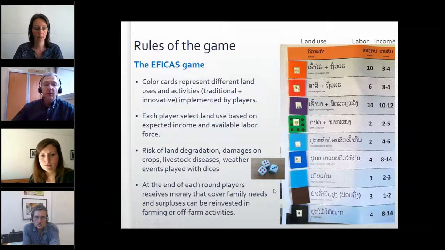Then after each round, we were drawing dice that would account for the risk that people face every year in relation with livestock disease, with weather events, damage from roaming animals, and so on. And then at the end of each round, the players would receive the money for their actions.